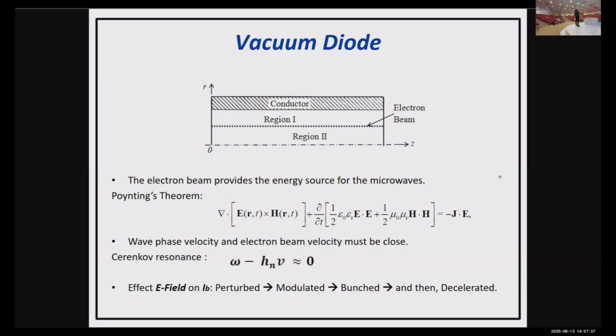Basically, the electric field in the structure will perturb the electron streaming, then modulate it, then bunch it, and then decelerate it, because the wave took the energy out of it. If you have a smooth wall, without any slow wave structure, there is no interaction. Nothing is going to happen. The electrons will ideally just pass. In a lab level experiment, you might generate some RF, but it's a very weak, very inefficient interaction.